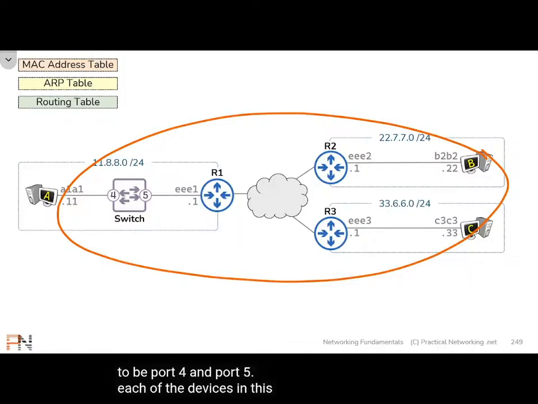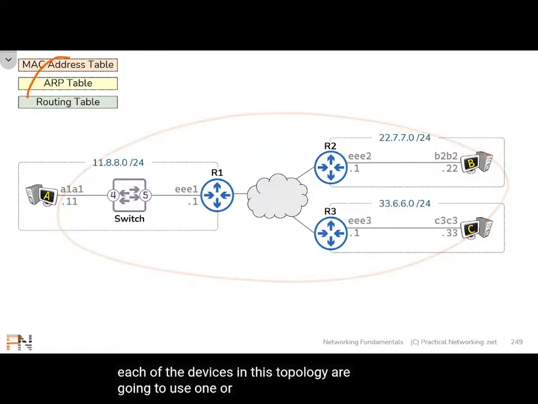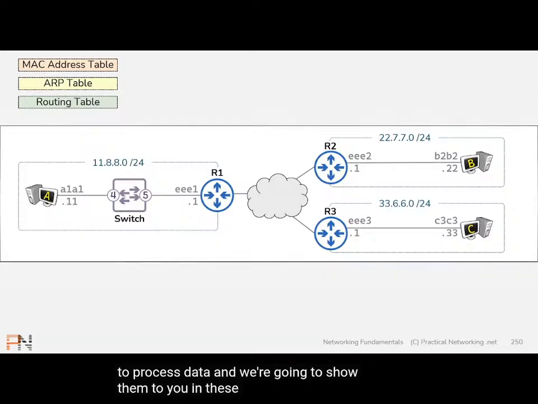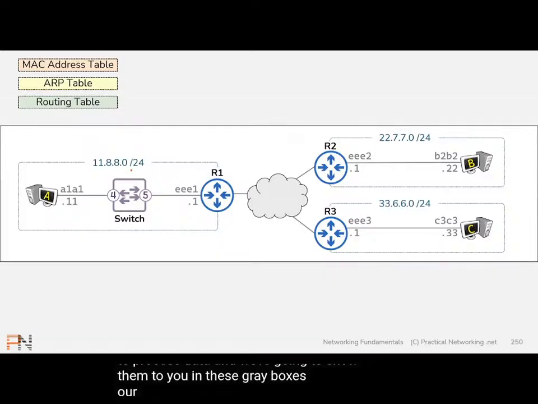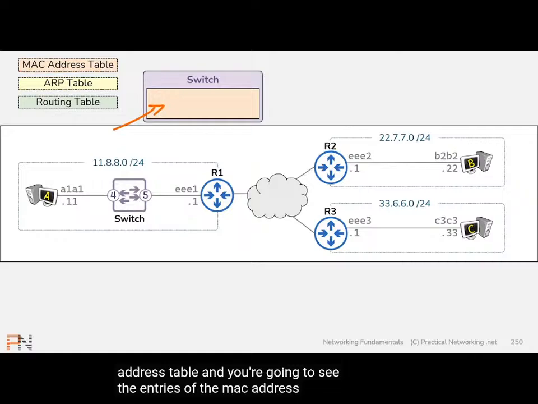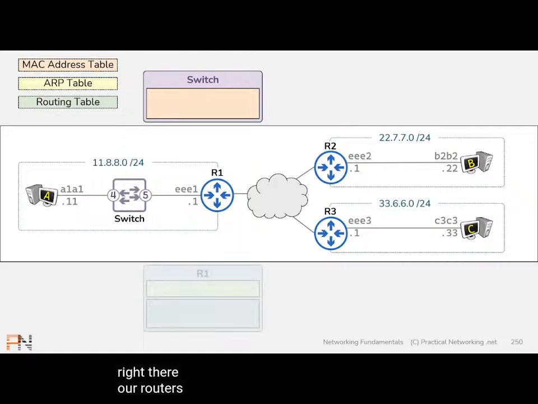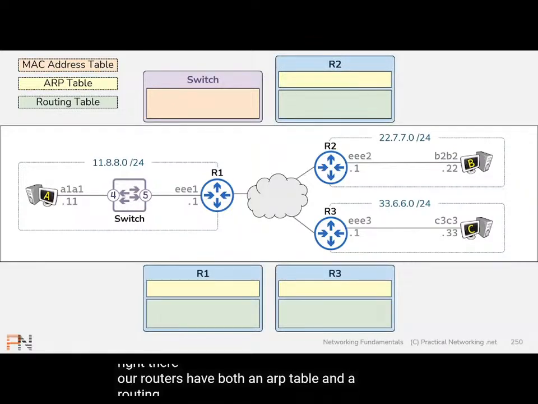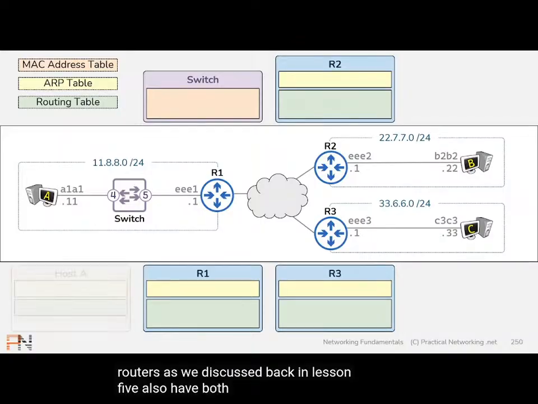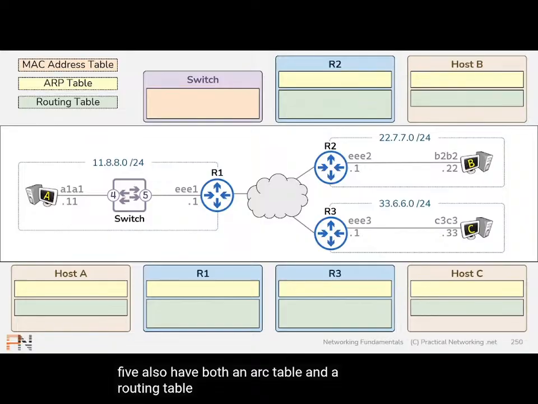Each of the devices in this topology are going to use one or more of these tables to process data, and we're going to show them to you in these gray boxes. Our switch is only going to have a MAC address table, and you're going to see the entries of the MAC address table right there. Our routers have both an ARP table and a routing table. And our hosts, being very similar to routers as we discussed back in lesson 5, also have both an ARP table and a routing table.